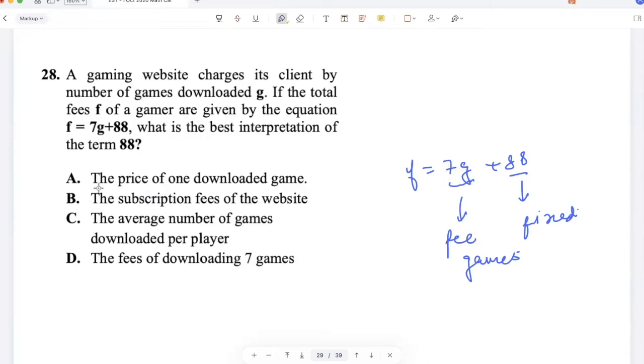So the price of one downloaded game is not 88, it's 7. The subscription fee of the website, right? So that's like the fixed cost. So this is a good answer. Average number of games downloaded per player? No, that's not correct. This is related to the cost, so it's not the number of games. The fees of downloading 7 games? No, that would be when you put G as 7, not the cost of 7 games downloaded. So it's B.